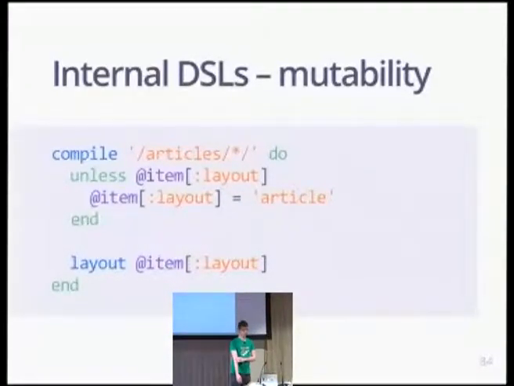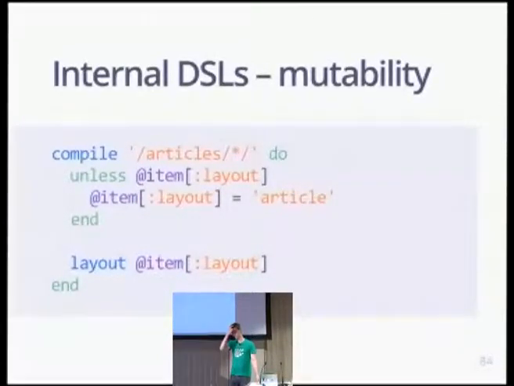Another problem is mutability. So you could write a rule like this. I'm compiling all articles here. And if the item has no attribute called layout, then I'm going to set it to article. And then I use that attribute to find the layout. So I'm layouting it using the article layout.